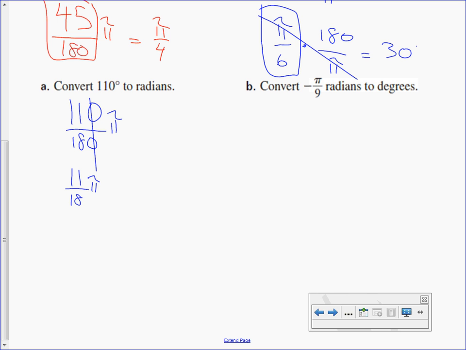Right? Same thing going back from radians to degrees. You follow the same pattern. You have negative pi over 9. To convert that to degrees, you multiply it by 180 over pi. Your pi's drop out, and you wind up with negative 180 divided by 9. Negative 20. So a lot of times, the fraction work here is really, really easy.